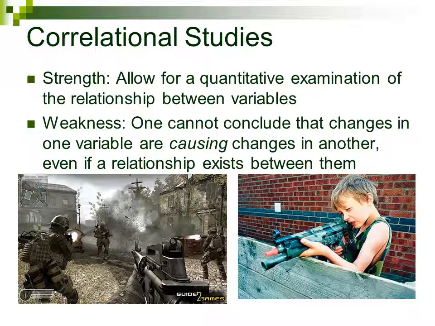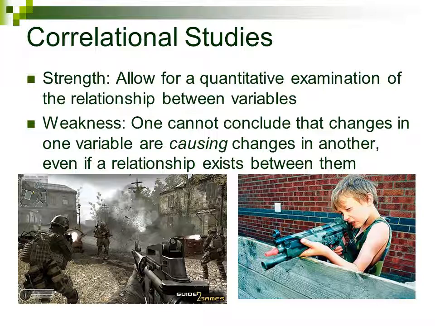The reason is that it could be it's people who are just naturally aggressive that spend more time playing violent video games, or it could be people who play violent video games also watch violent movies, and it's actually watching violent movies that's causing the increase in aggression. So there are other possible explanations for this relationship that our correlational study can't rule out, which is why you can't conclude that one variable is causing the changes in the other variable. I'll have more to say about this weakness over the next couple slides.